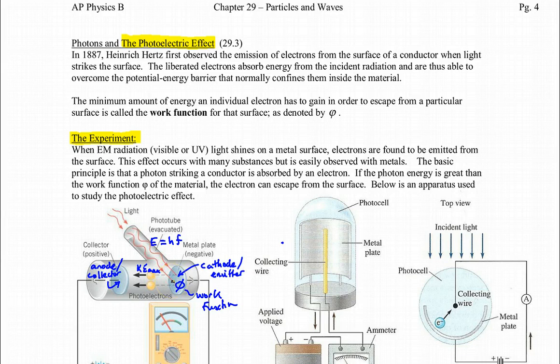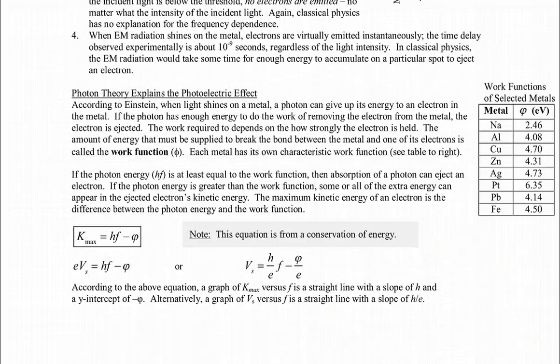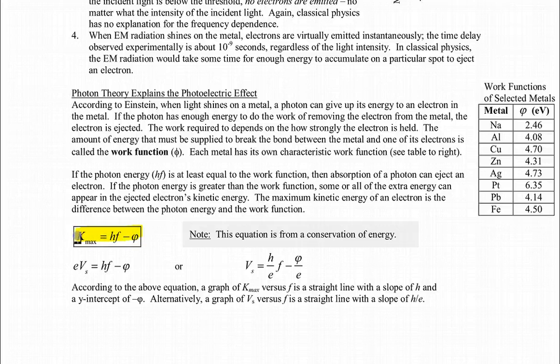So imagine the total energy of the light gets absorbed by this metal, or by that one single electron. Part of that energy is going to be used to liberate the electron, and the rest of it goes into kinetic energy. So when you look at this equation down below over here, this is an AP formula right in here.